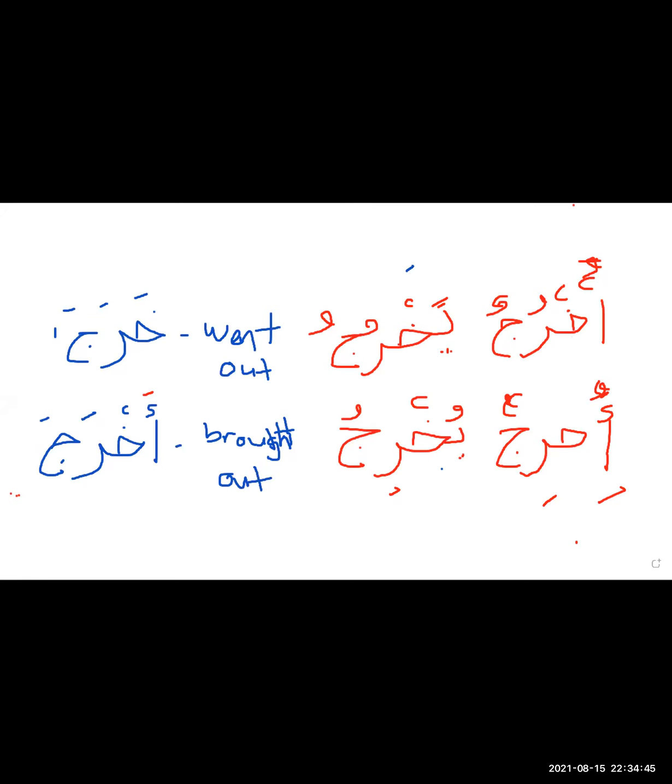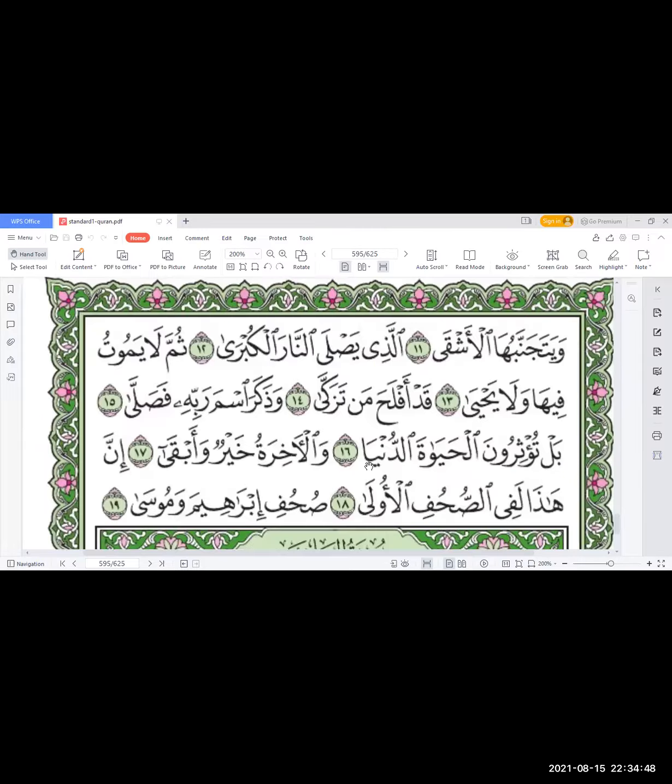Okay, so where were we? Qad aflaha man tazakka. Verily, he has succeeded. Okay, he has succeeded. He who purifies himself. He who, actually this one has a he there. He who purifies. So, word for word, there's no object there, just purifies. So, he himself.